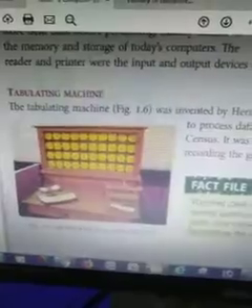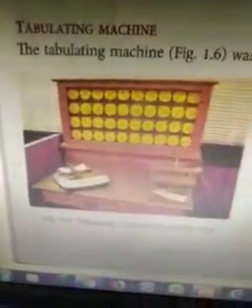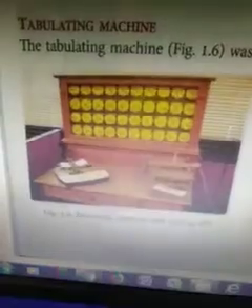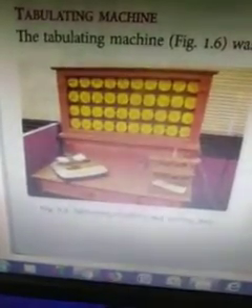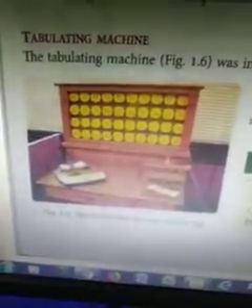Tabulating machine. The tabulating machine was invented by Herman Hollerith. It was developed to process data for the 1890 United States Census. It was used to assist counting and recording the given information in less time. The input was loaded in punch cards, and by the holes on the cards, the machine could store the data and do the calculation.